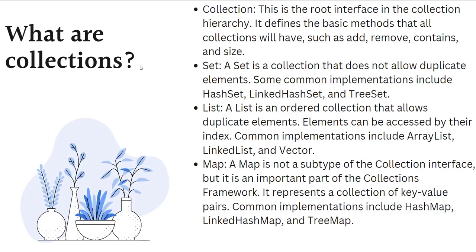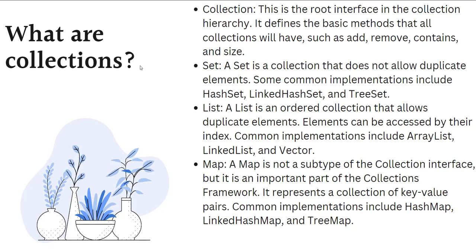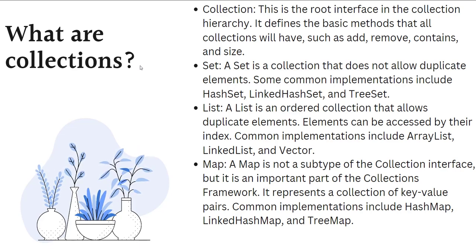Next we have set. A set is a collection that does not allow duplicate elements. Some common implementations include the HashSet, LinkedHashSet, and TreeSet. Next we have a list. A list is an ordered collection that allows duplicate elements. Elements can be accessed by their index. Common implementations include ArrayList, LinkedList, and Vector.